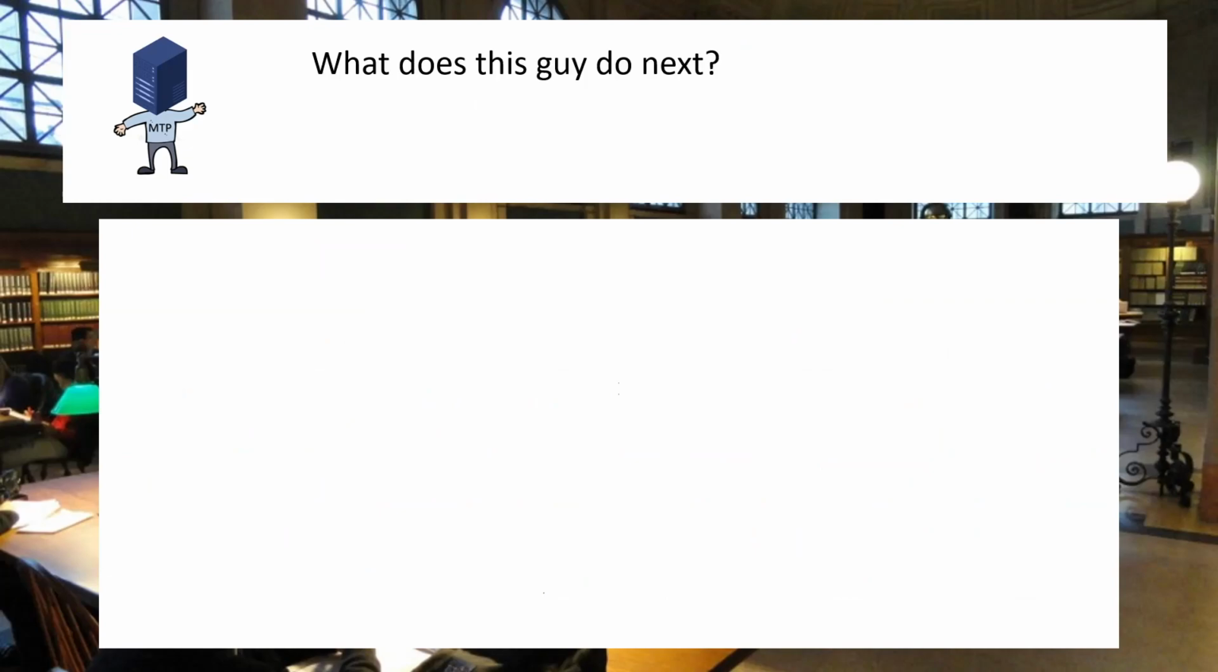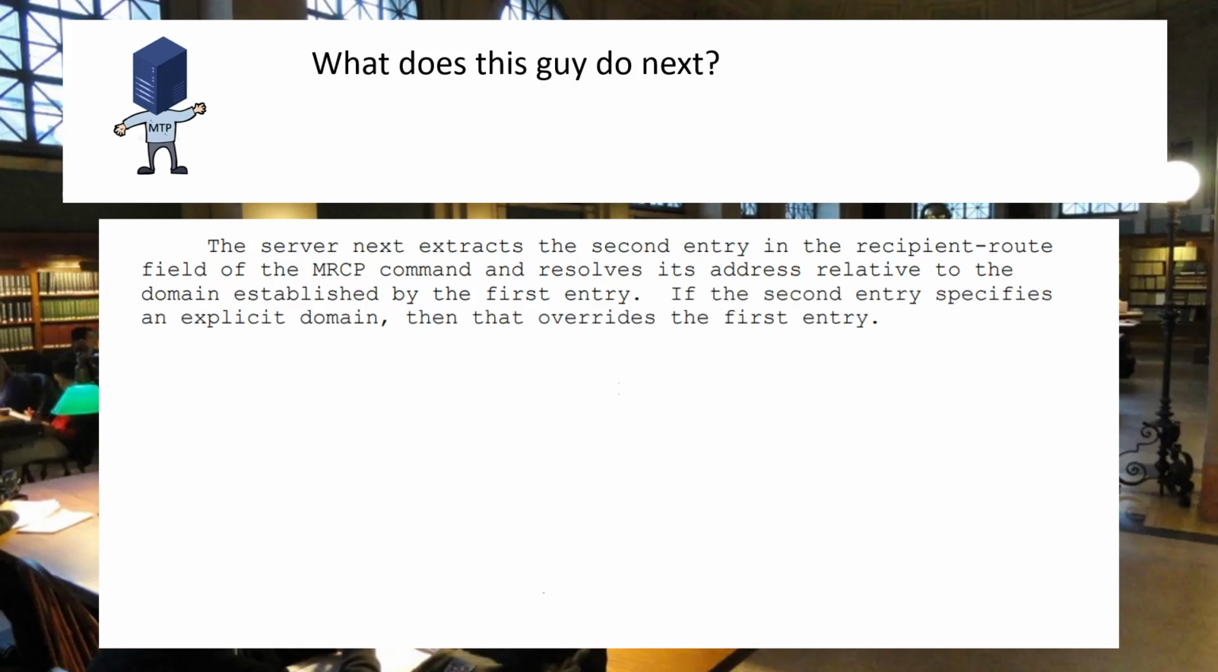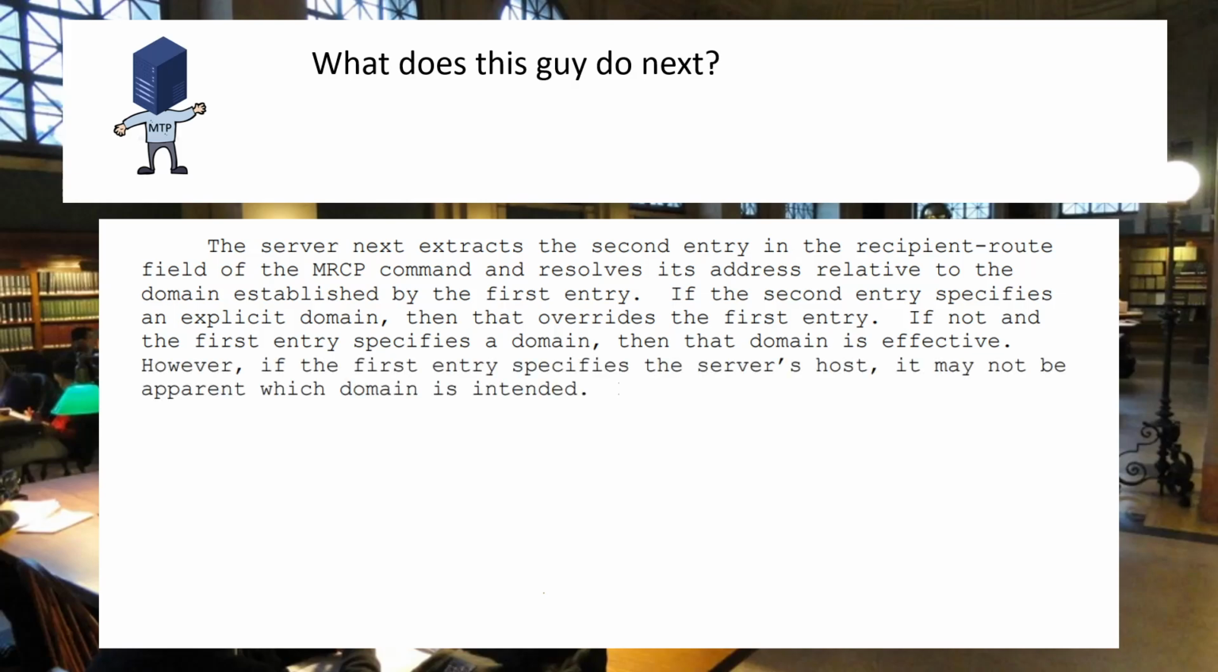So what does this guy do next? So he's extracted the first entry in the recipient route field, but then he looks at the second entry in the recipient route field and he resolves its address relative to the domain which was established by the first entry. If the second entry specifies an explicit domain, then that overrides the first entry, but if not, and the first entry did specify a domain, then that domain is effective. Okay, that's the kind of detail. However, if the first entry specifies the server's host, the name of a host, it might not be apparent which domain is intended. Okay, we might have a problem here.